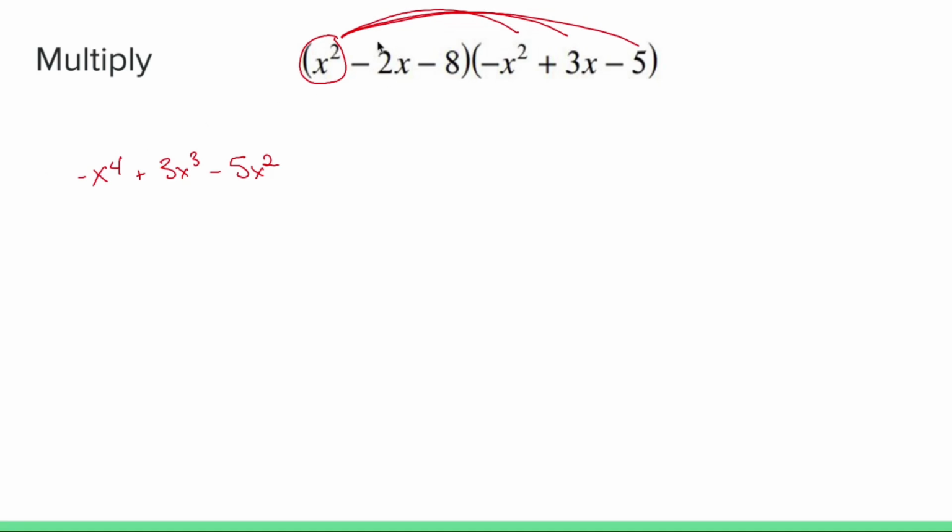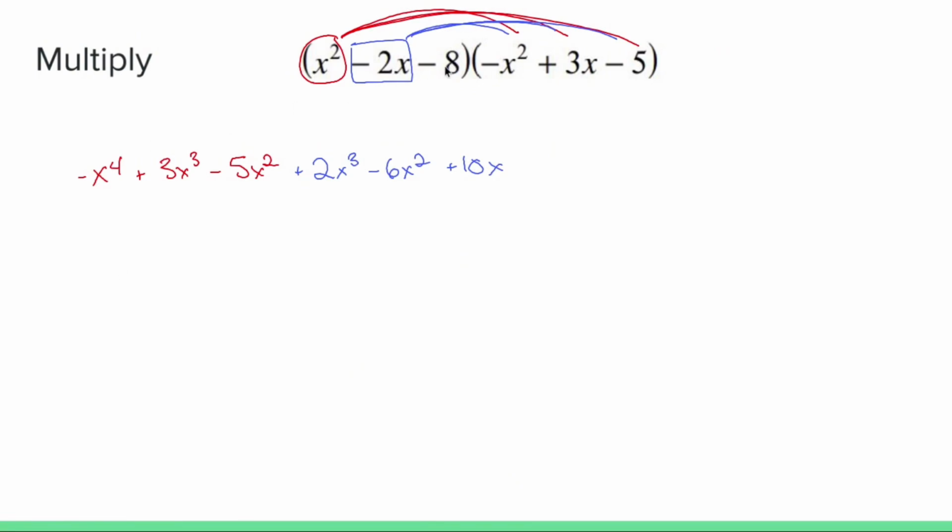Now let's do the same exact thing with the negative 2x. Multiply that negative 2x to all three terms in the other parentheses. Negative 2x times negative x squared is positive 2x to the third. Negative 2x times positive 3x is negative 6x squared. And negative 2x times negative 5 is positive 10x.